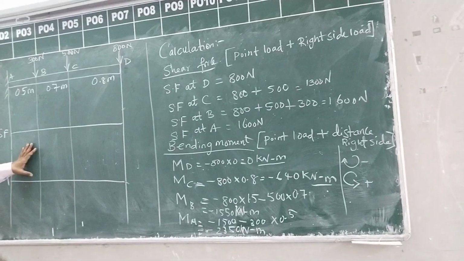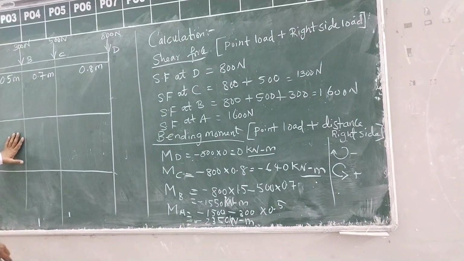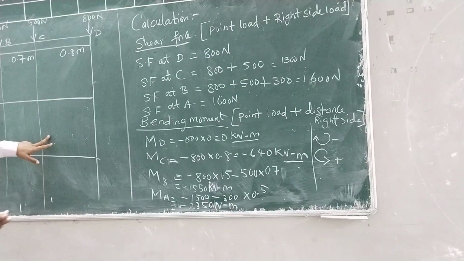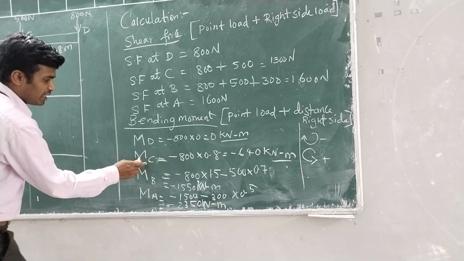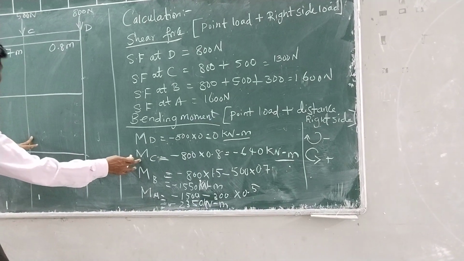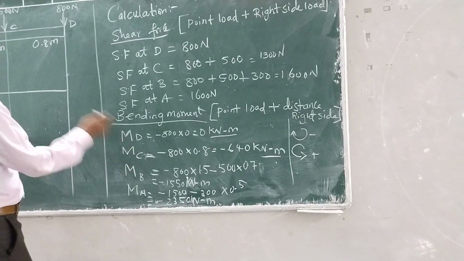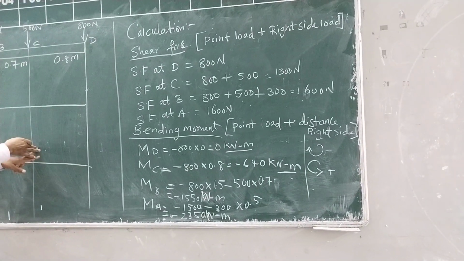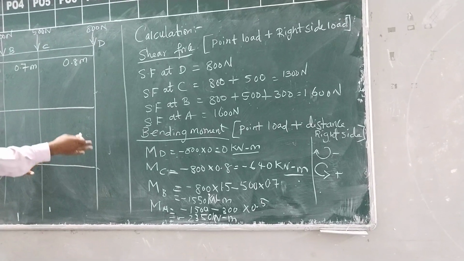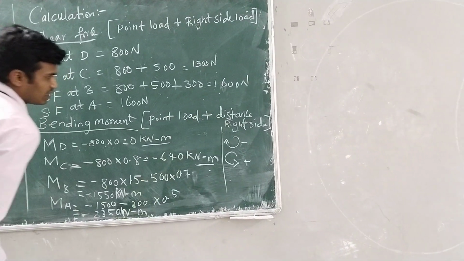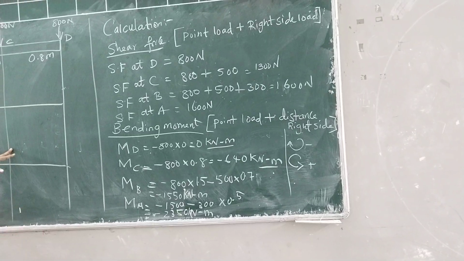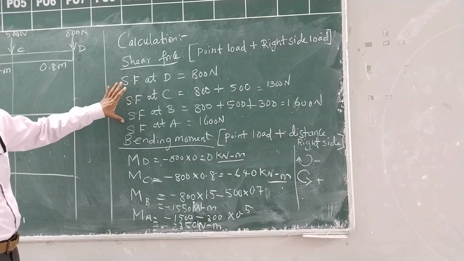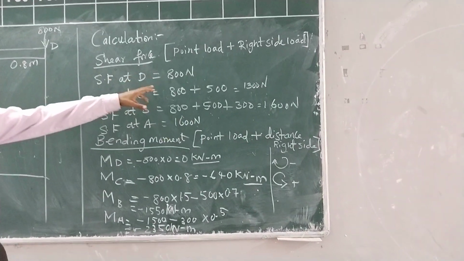Third, the bending moment at B we calculate. The bending moment at C has a load of 500, but its distance is 0, so that's why we cannot consider the point C load. We consider the distance from the right side. So here, the shear force values are calculated clearly.